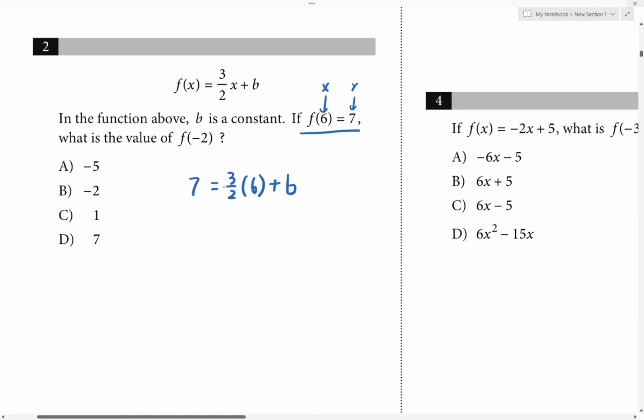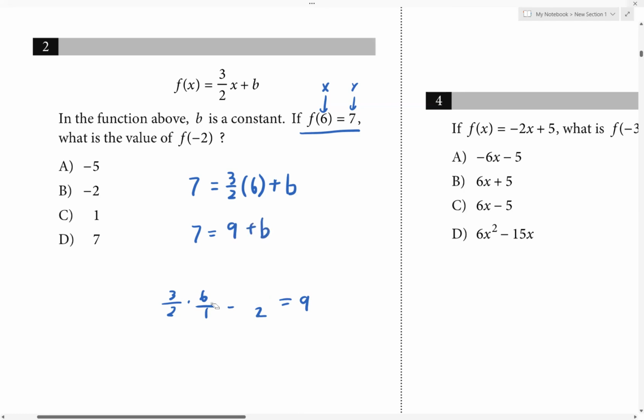So let's go ahead and solve this out. It'd be 7 equals 3 over 2 times 6. 3 over 2 times 6 is like 3 over 2 times 6 over 1. So it's a whole number, you put it over 1, and then you can multiply the top by the top, bottom by the bottom. So 3 times 6 is 18, 2 times 1 is 2. If we reduce this, 18 over 2 is just 9. So we get 7 equals 9 plus b.